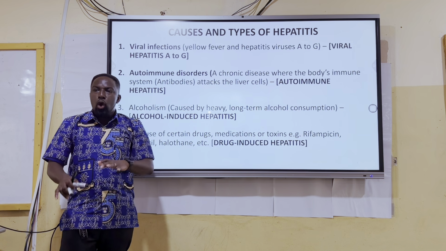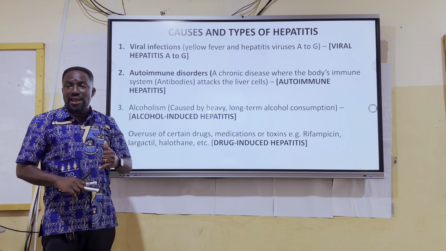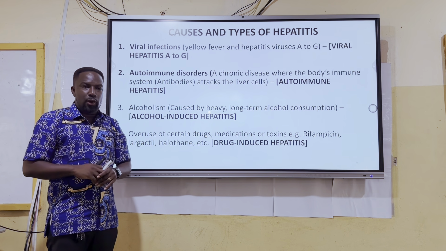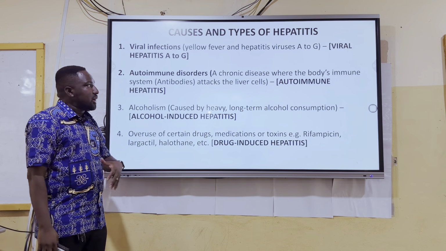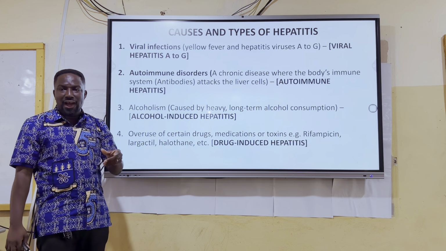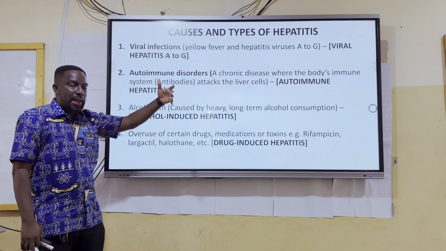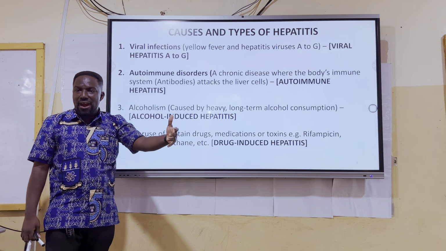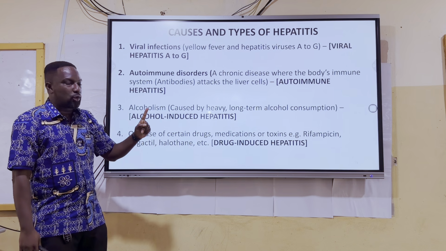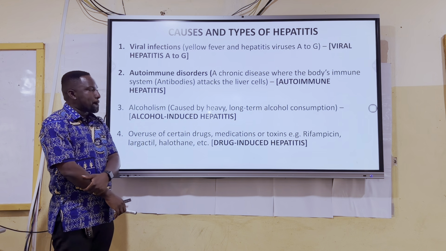Viral infections are the commonest cause of what? Hepatitis. And we have hepatitis A virus, hepatitis B, C, D, E, and J viruses. All these viruses, when they enter into the bloodstream, have the capacity to enter into the liver and cause an inflammation of the liver. And once the viral infection, hepatitis A, B, C, D, E, and J viruses, are able to enter into the bloodstream, they lead to a type of hepatitis called what? Viral hepatitis.